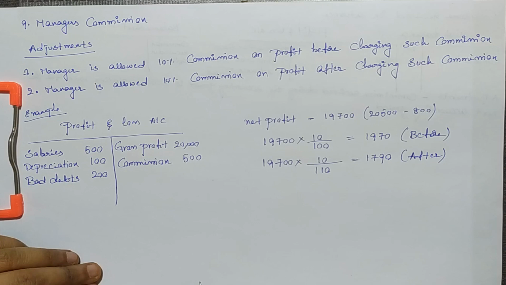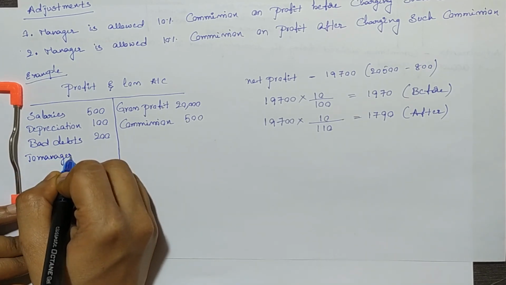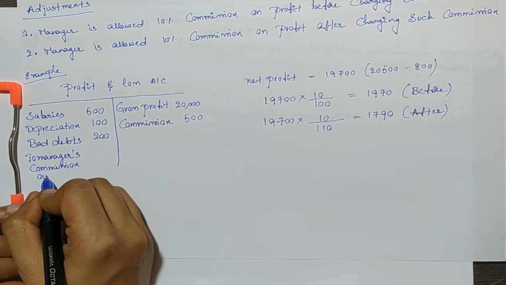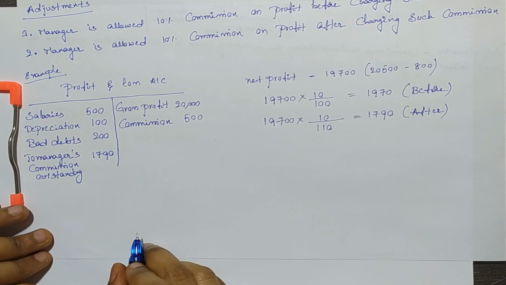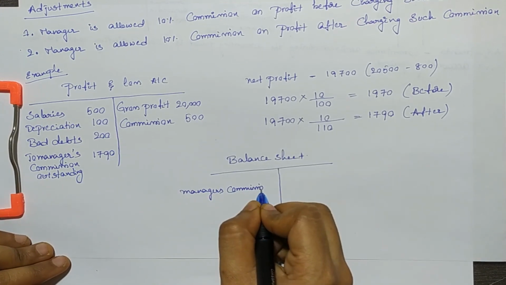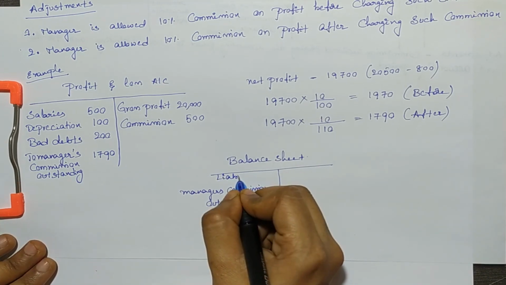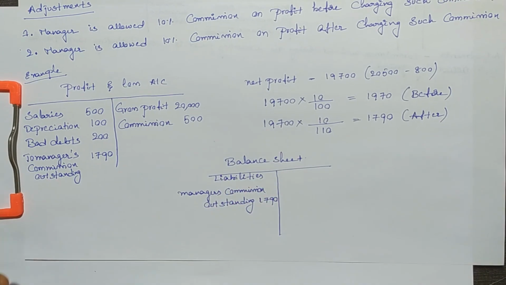When manager is allowed 10% commission on profit after charging such commission, we will mention commission outstanding on the debit side of the profit and loss account, that is 1,790, and also we will mention 1,790 on the liability side of the balance sheet as manager's commission outstanding.